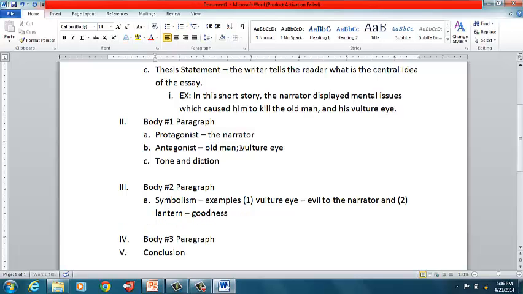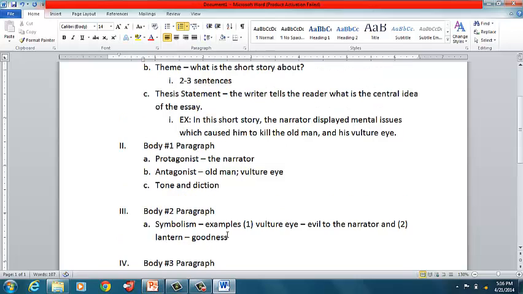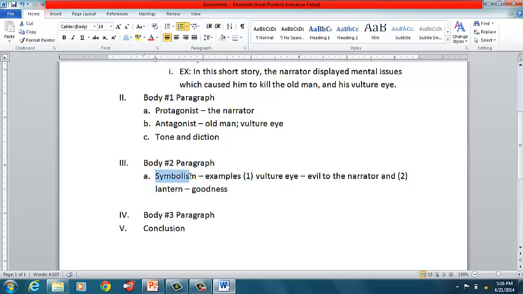All right, so let's look at our last body paragraph. We've done really well. We've talked about theme up here. We've introduced three of our terms here: protagonist, antagonist, tone and diction, symbolism. Okay, so the last body paragraph, let's take a look at dramatic irony, and the last one, foreshadowing.